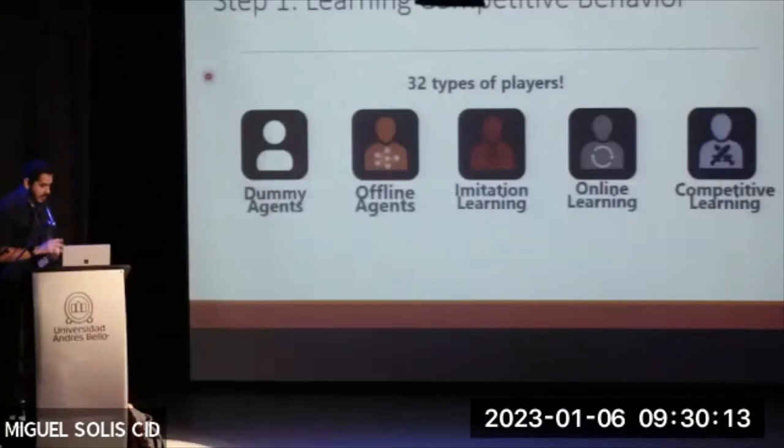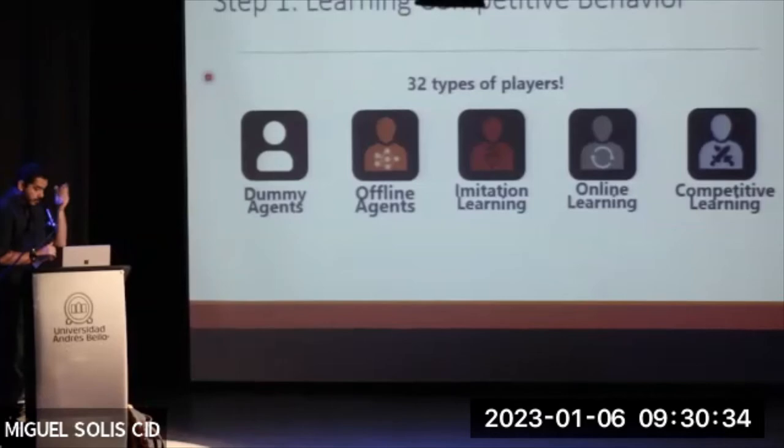We also developed what we saw that we needed, the online learning agents, which keep learning while playing the game. They have the offline learning and learn the rules of the game beforehand. But if they face a novel opponent, they keep playing, keep updating themselves, and keep learning. In the end, we developed one more type of agent, the competitive learning agent, which tries not only to win the game, but to win by making the other player lose very fast. So it was a very competitive agent.